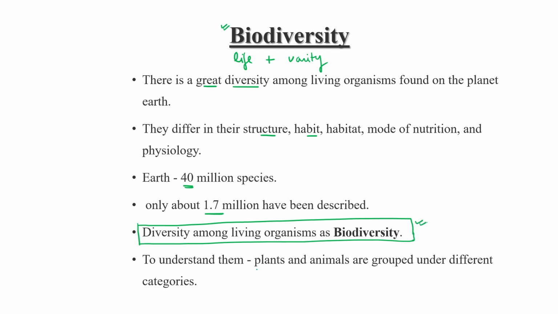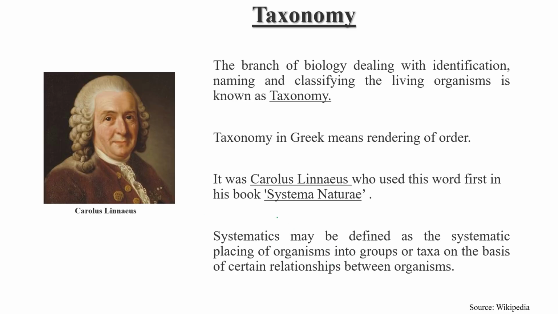So to understand all the types of organisms, plants and animals, scientists group them into various categories. The main name that comes up in the taxonomy of biodiversity is Carolus Linnaeus. He was a very renowned scientist, and he first categorized all the organisms into various categories. He wrote his work in two very famous books: Systema Naturae, which is for animals, and Systema Plantarum, another book written by him, which is for plants.